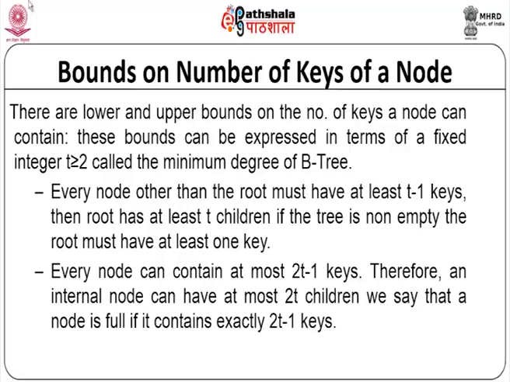So, for example, if t is equal to 2, then 2t minus 1 is 3, that is what we are saying. If t is 5, then 10 minus 1, 9 keys. If it contains 9 keys, it can have 10 children. So, the number of keys, let us say t is equal to 5, the minimum will be 5 minus 1, 4, and the maximum will be 2 into 5, 10 minus 1, 9 keys, or 10 children. Therefore, the internal node can have at most 2t children. We say that the node is full if it contains exactly 2t minus 1 keys.